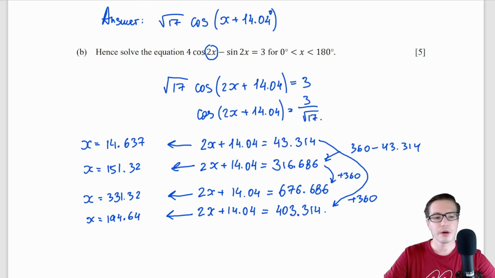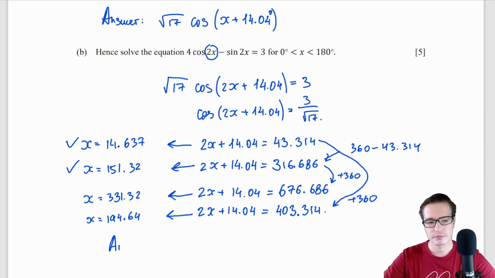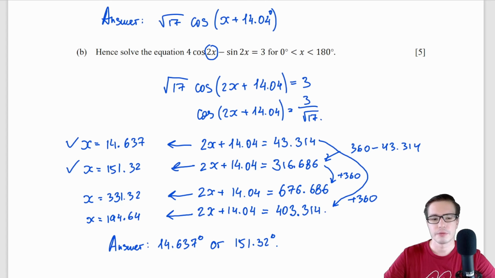And then we're going to keep only the first two, because they are in a range from 0 to 180. Maybe let's round to 2 decimal places.